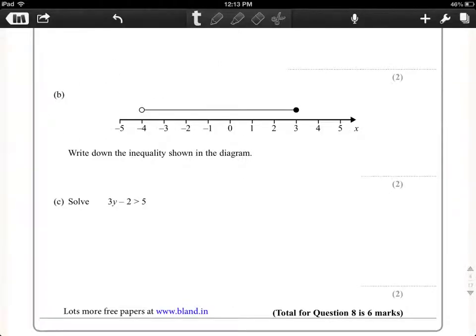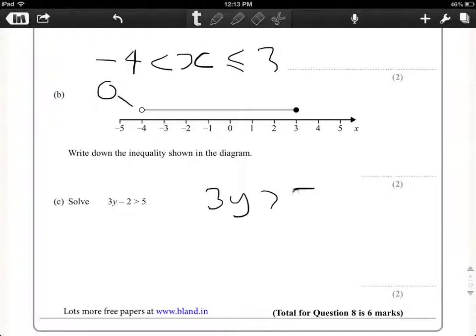So looking at this number line, we've got to write the inequality. Well, we're not allowed to be equal to minus 4, so we don't have an equals line because of the empty hole, but we can be equal to 3. So that's the inequality. Solving an inequality is like solving an equation. So it's 3y is greater than 5 plus 2, 3y greater than 7, so y is greater than 7 over 3.